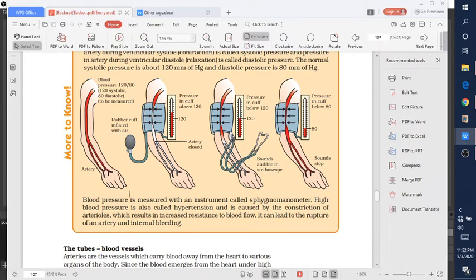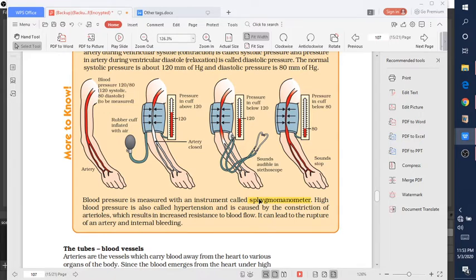The blood pressure is measured with an instrument called a sphygmomanometer. This is very important, because in the exam it may ask you to name the instrument used to measure blood pressure. Then you have to mention that the instrument used to measure blood pressure is known as sphygmomanometer.